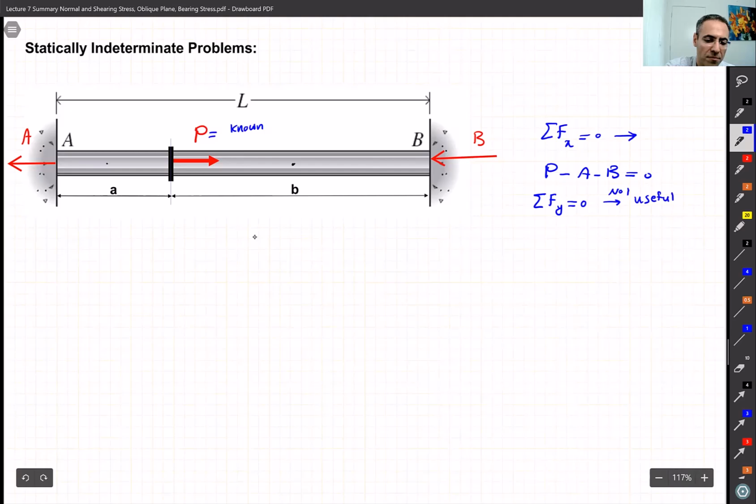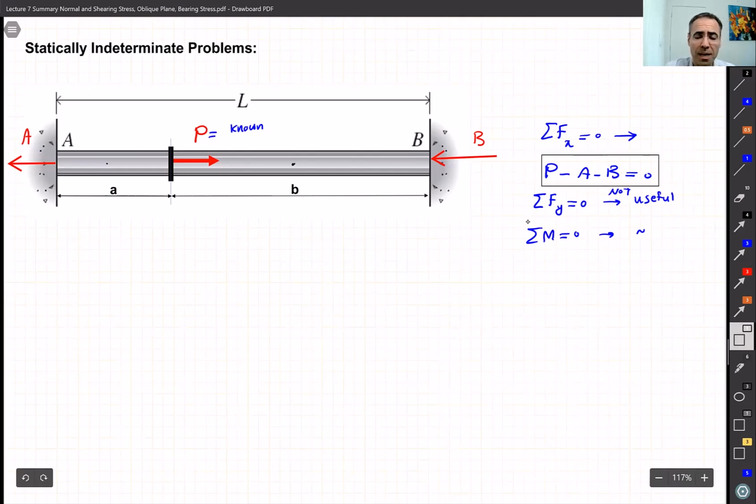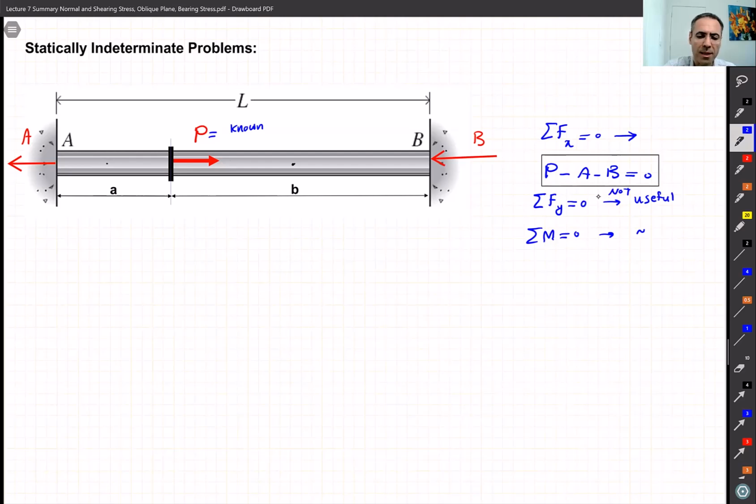What about taking a moment? The same, it's not useful, right? When we take a moment, again, all of these forces are in one line, and these 2 formulas cannot really help us. So we are stuck with just one formula, like this one, but 2 unknowns. These types of problems, they call statically indeterminate. They are not determinate. We cannot figure them out by just using what we learned in statics. So we have to use other tricks to solve these problems. And the way we solve these problems is a simple trick.